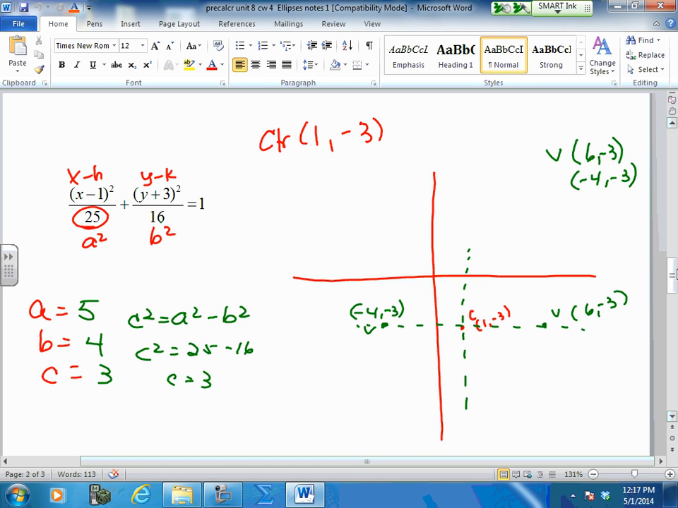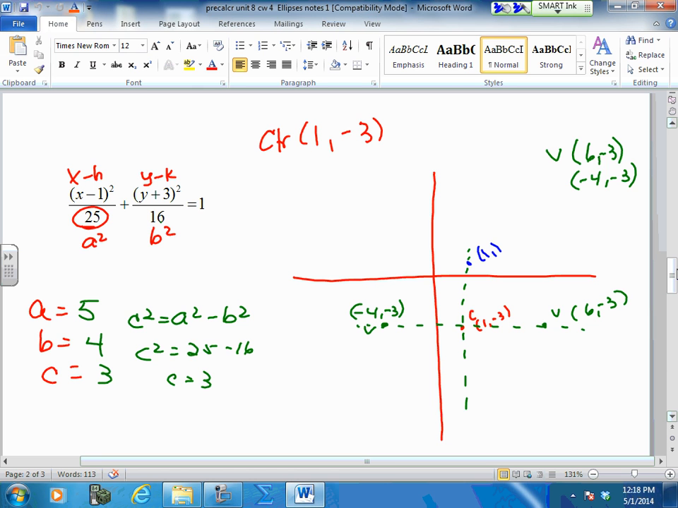Okay. Now, your co-vertices, let's go up and down 4 off of your translated y-axis. So when I do my translated y-axis, I'm changing my y value, right? So from 1, negative 3, add 4. What do you get?